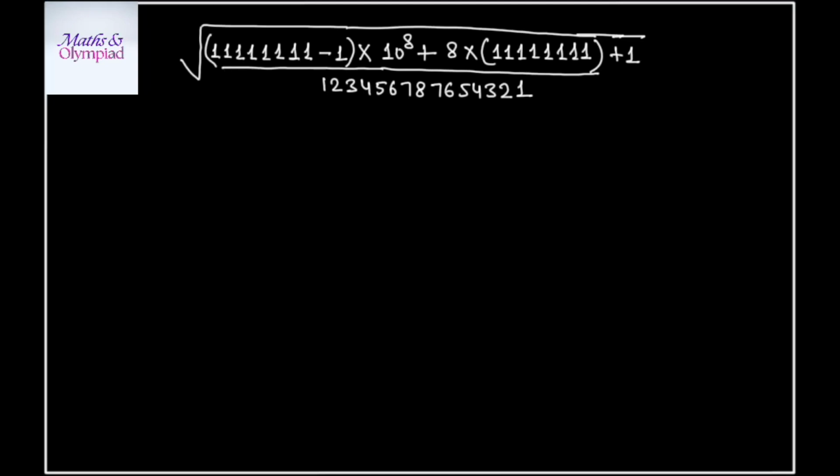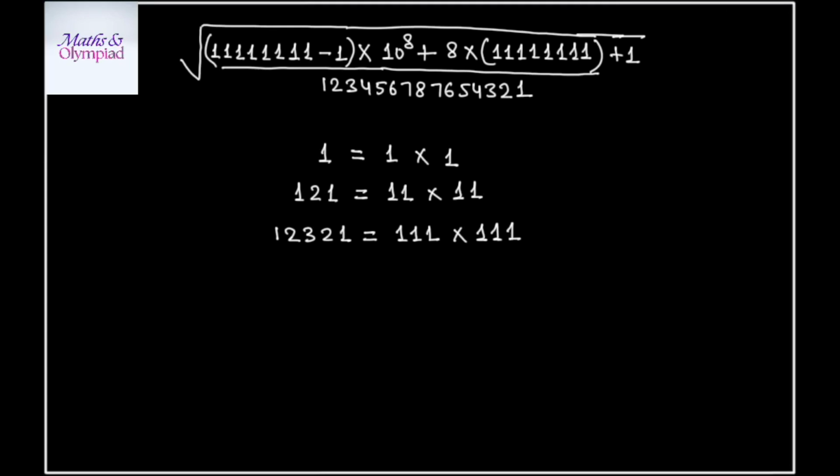Now we will simplify the denominator first. We should know this mathematical fact that 1 can be written as 1 multiplied by 1. 121 can be written as 2 times 1 into 2 times 1. 12321 can be written as 3 times 1 multiplied by 3 times 1. 1234321 can be written as 4 times 1 multiplied by 4 times 1.